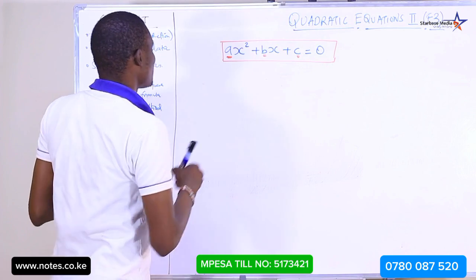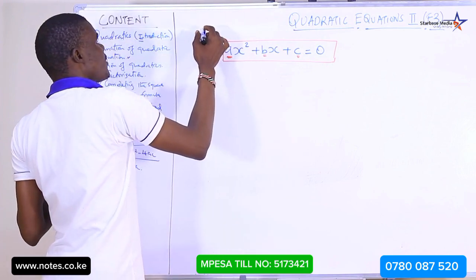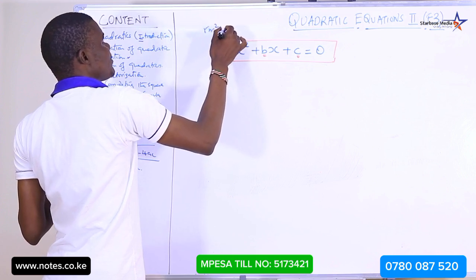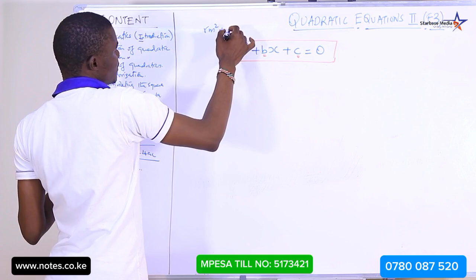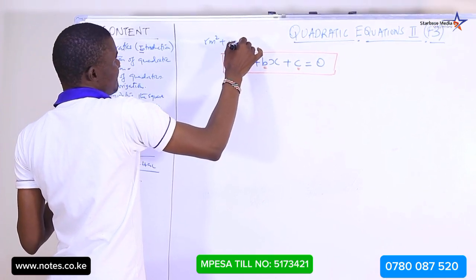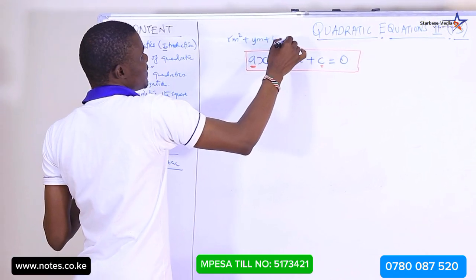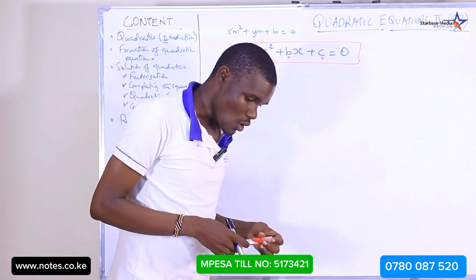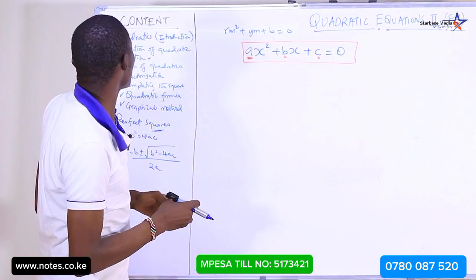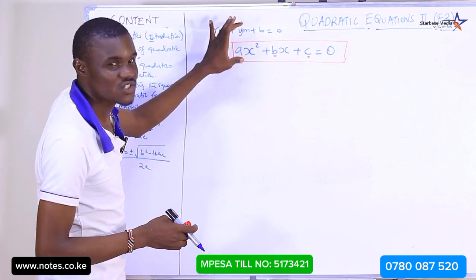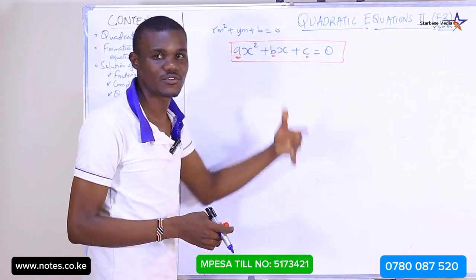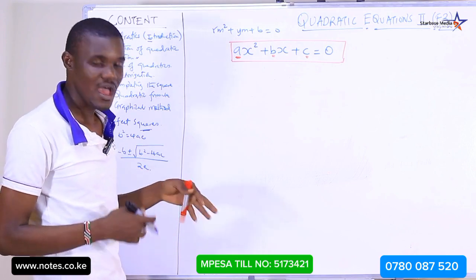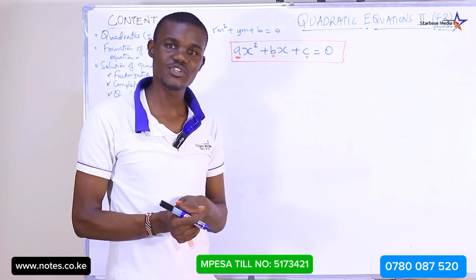Whether an equation is written in the form of, let us say, rm squared plus ym plus b, this still qualifies to be a quadratic equation. Quadratic equations normally come in many ways, but once you've understood the structure, then it becomes very easy to move to the next point. And we're asking ourselves, how do we form this quadratic equation?